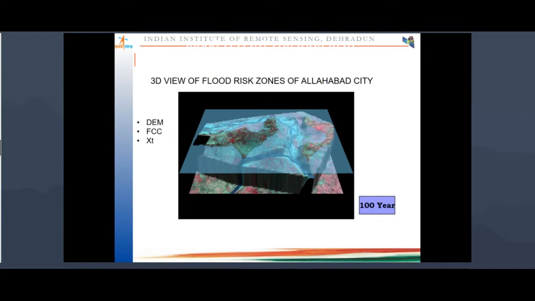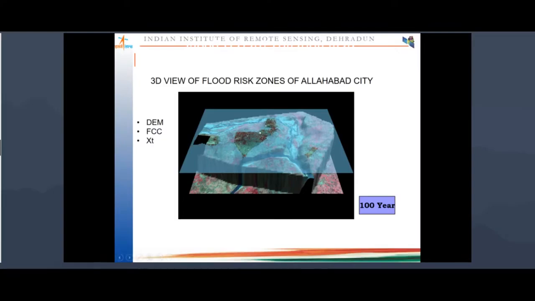Now, what is the utility of this analysis? The utility is that if you want to save the city from a 100-year flood, you know the depth of the water. So you can construct an embankment of that height so that water will not enter Allahabad city. So your city will be saved for 100 years. This is the utility of this analysis.